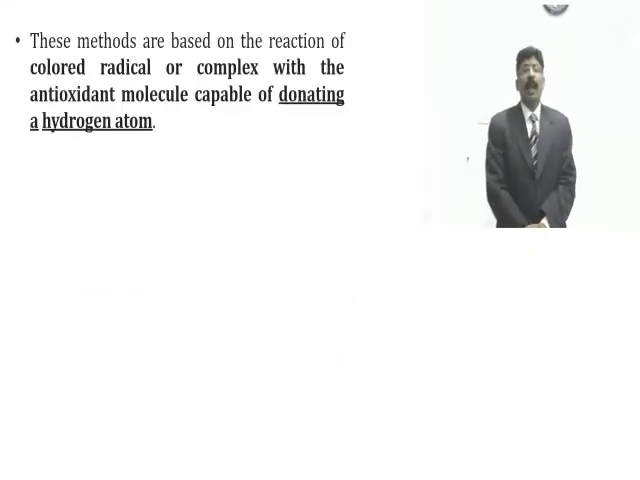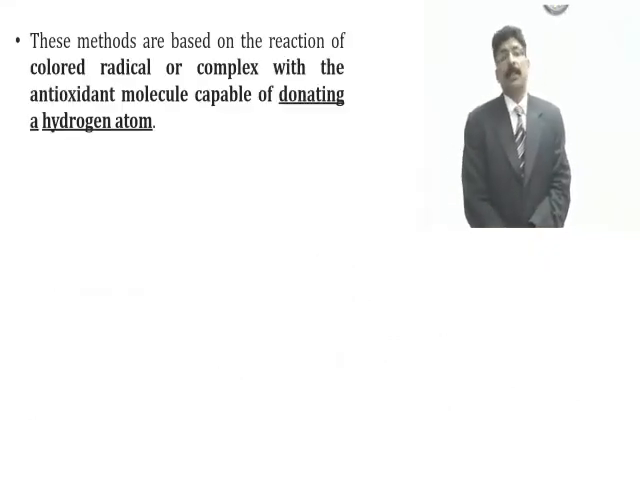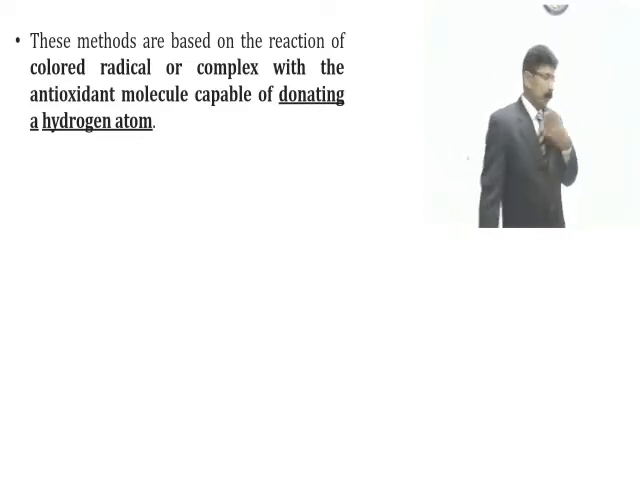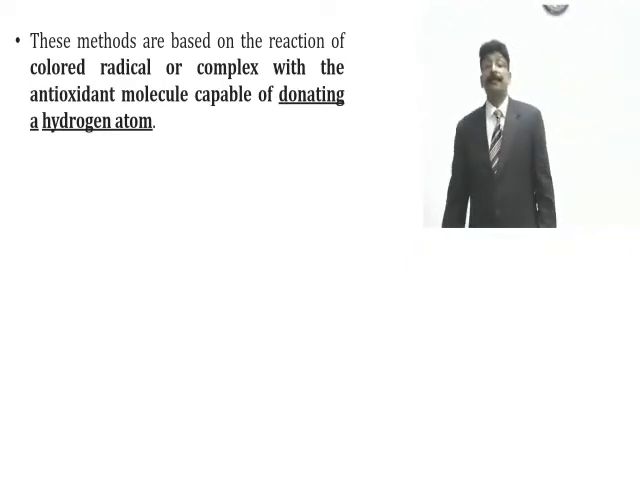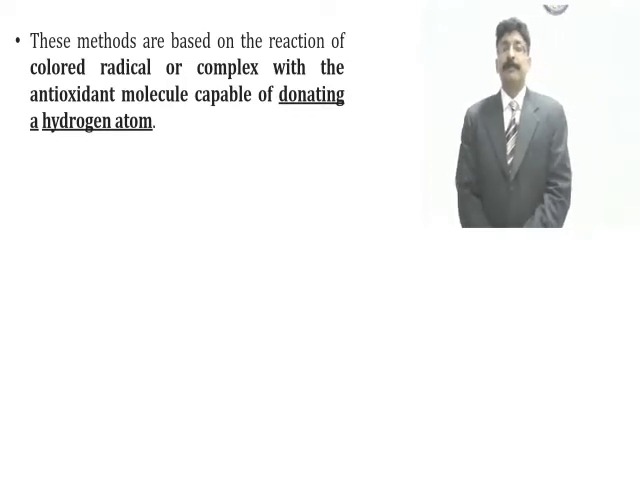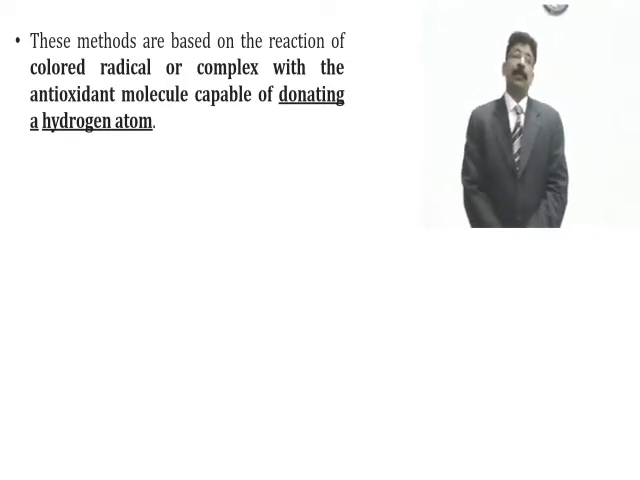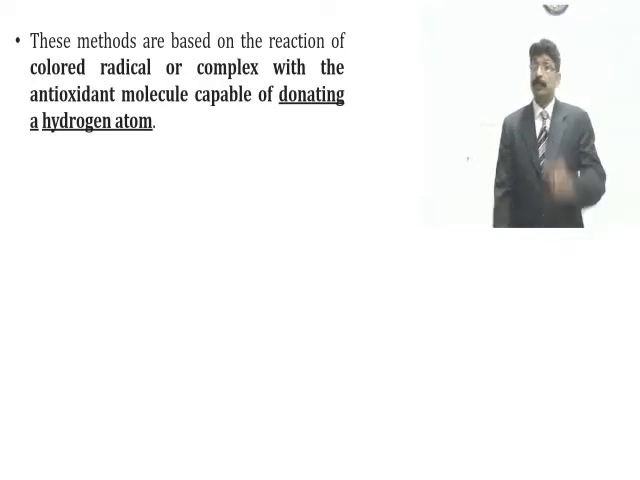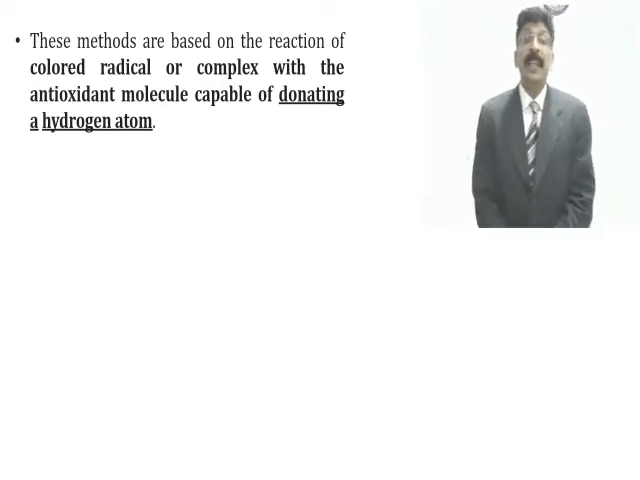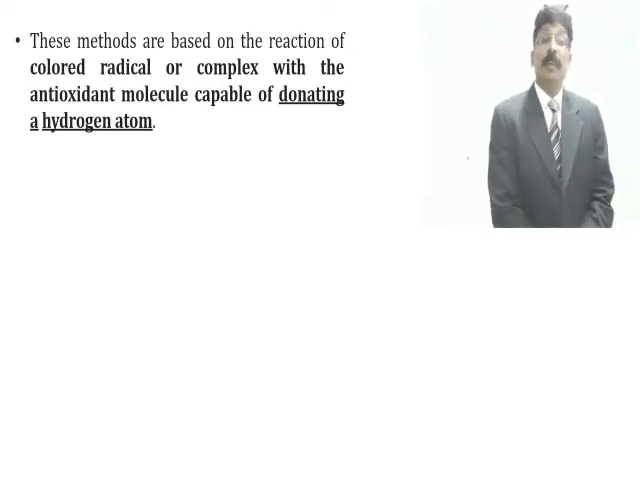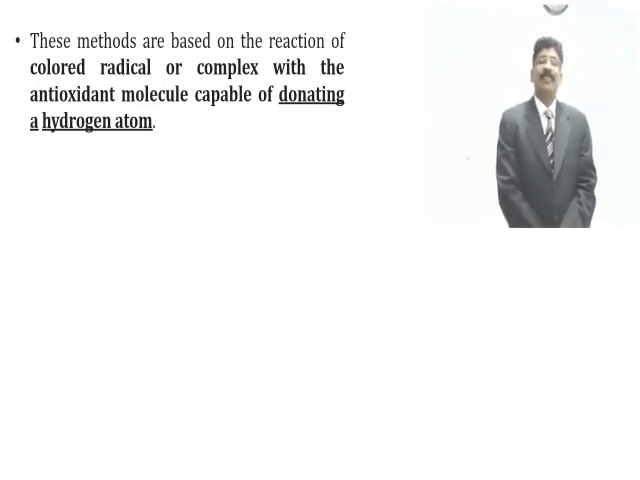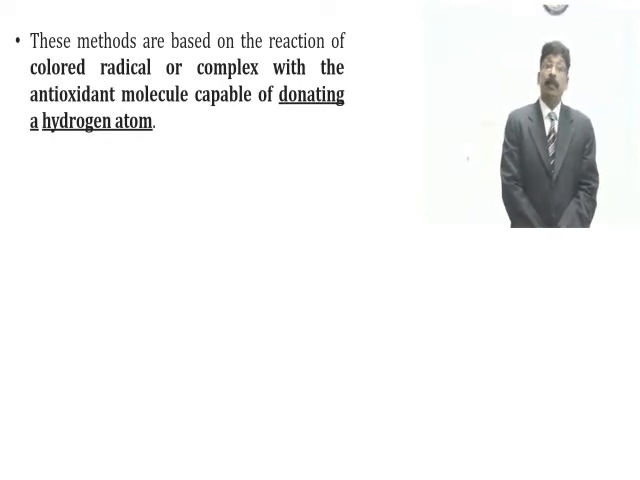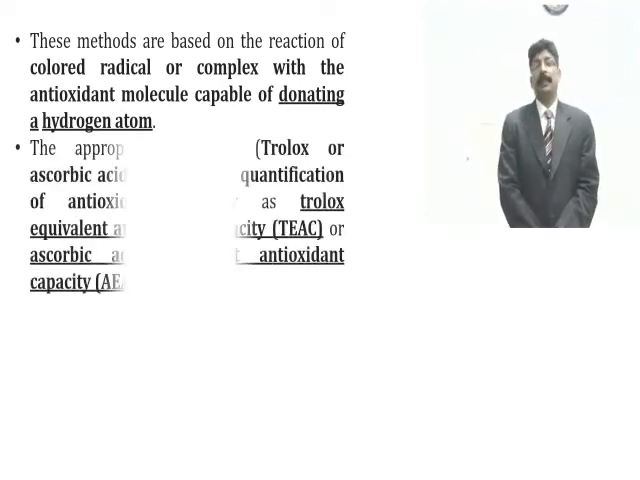Now the method is based on the reaction of color. We are talking about the colorimetry and UV spectrophotometric method. We are going to deal with only one method today. These methods are based on the reaction of a colored radical or complex with an antioxidant molecule capable of donating a hydrogen atom.